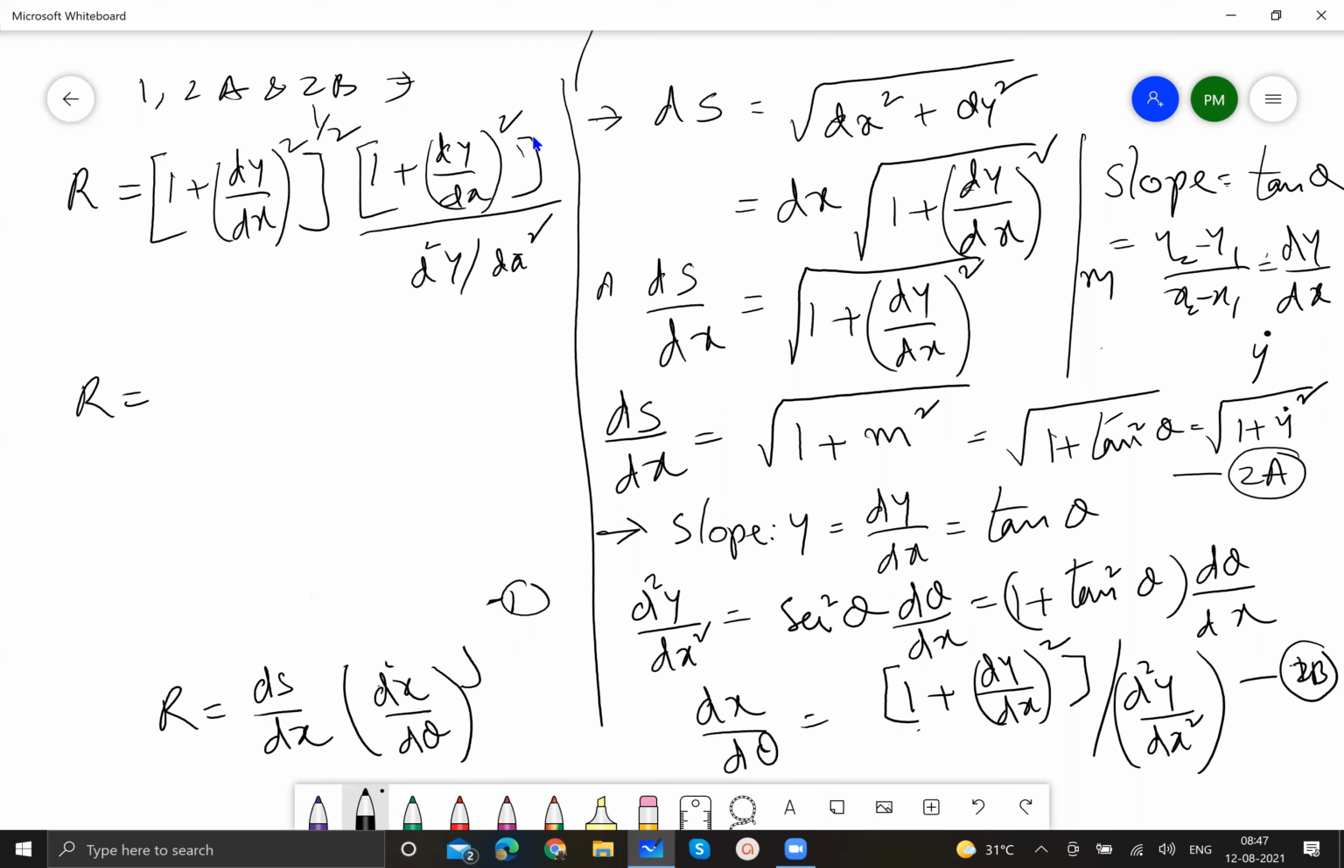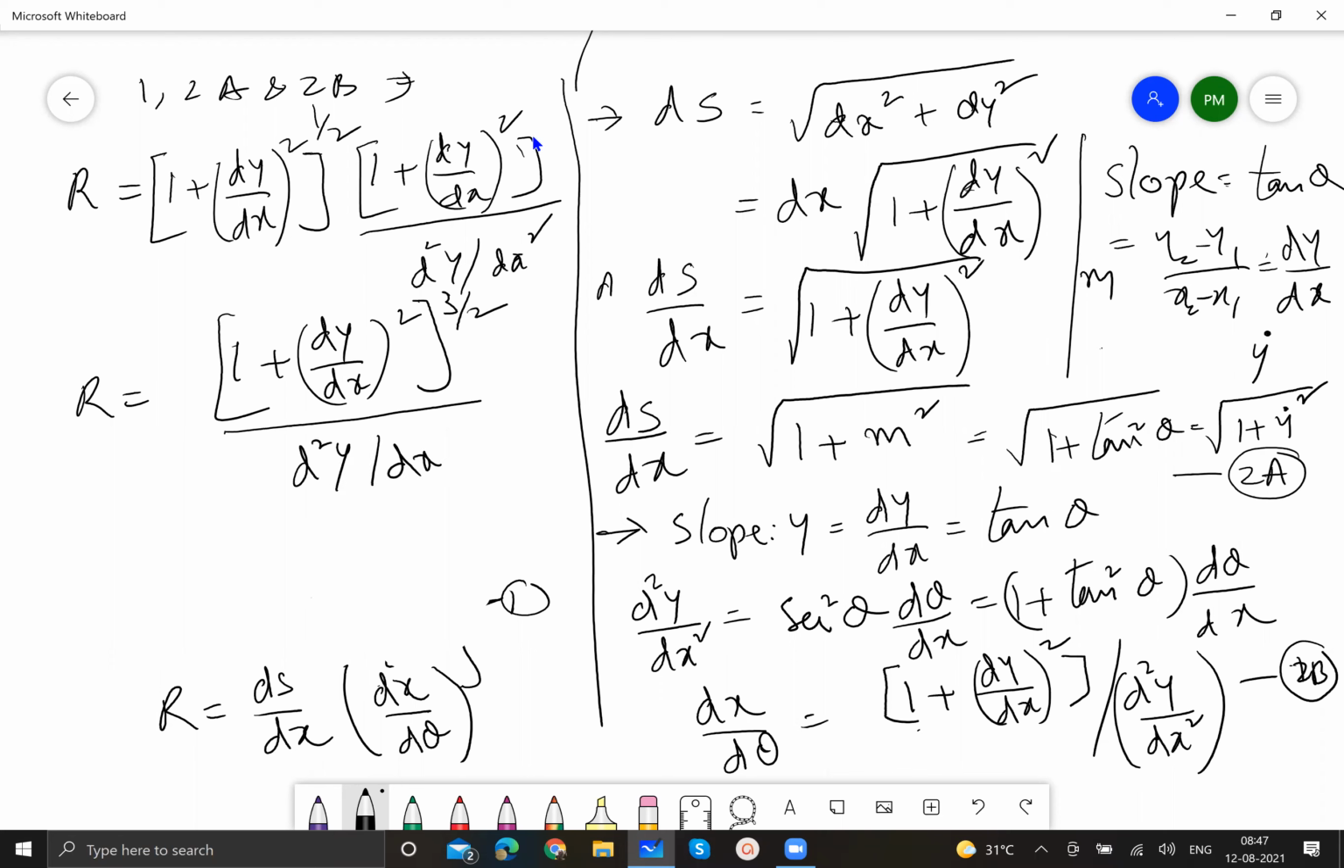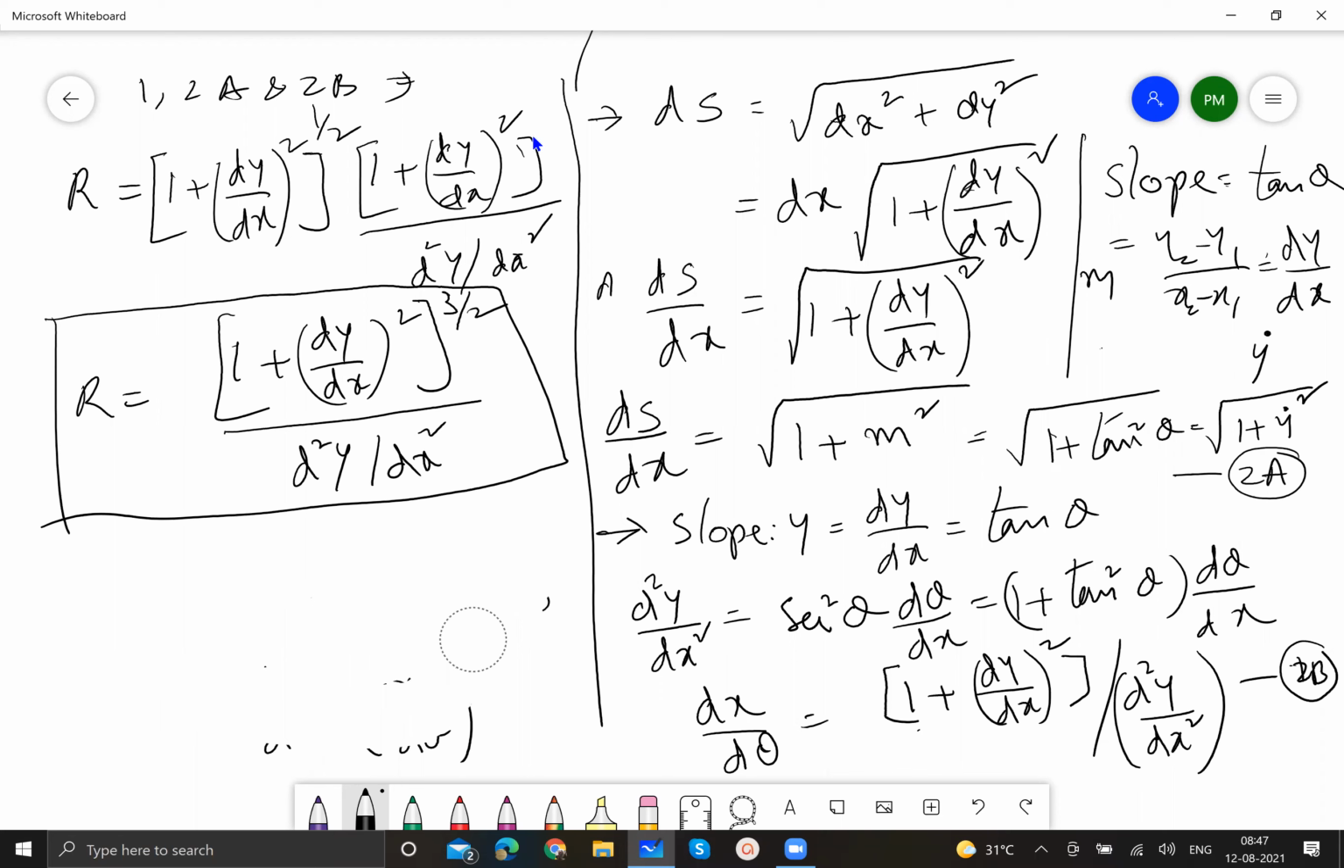So final formula for R, it is 1 plus dy by dx whole square to the power of 3 by 2 by d square y by dx square. This is the final expression. You can represent it in simple format. If you are confident that slope m is equal to dy by dx, then it can also be shown as 1 plus m square to the power of 3 by 2 by d square y by dx square.